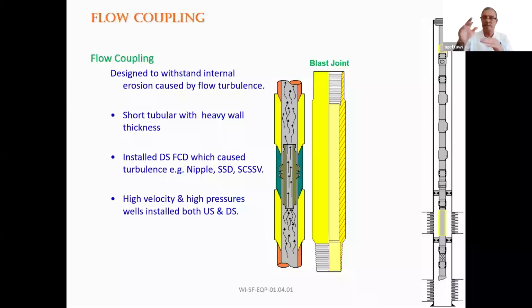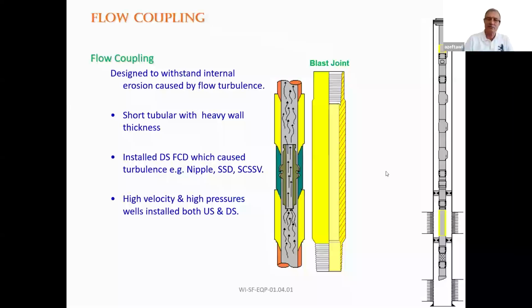A blast joint is a piece of pipe that has the same ID as the tubing, but it has a thicker wall thickness. So it will withstand more. It will resist more. And instead of having holes after one or two years, it will have holes after maybe 6-7 years. So this is the blast joint. We put it in front of the perforation to withstand external erosion.